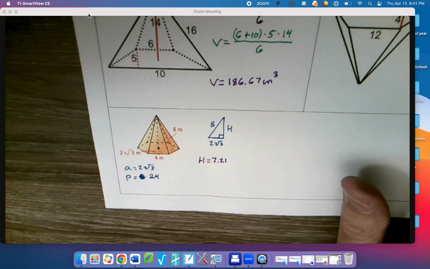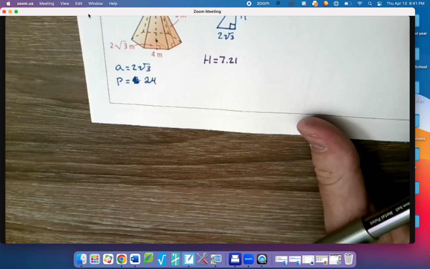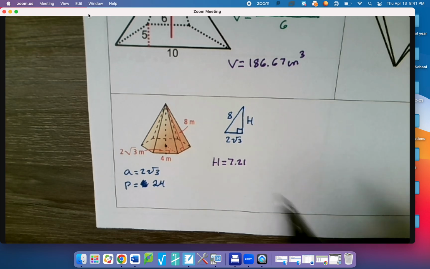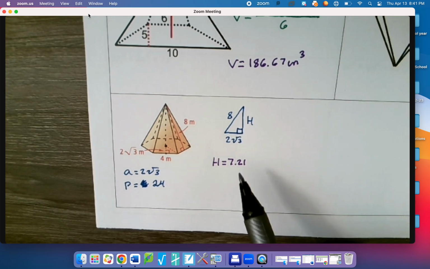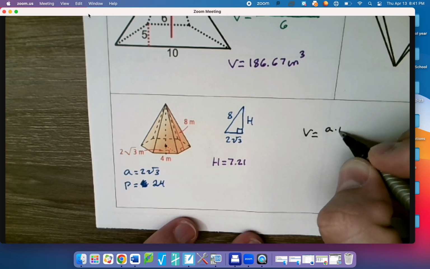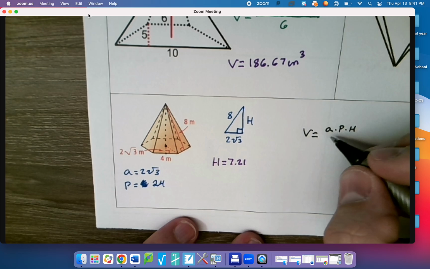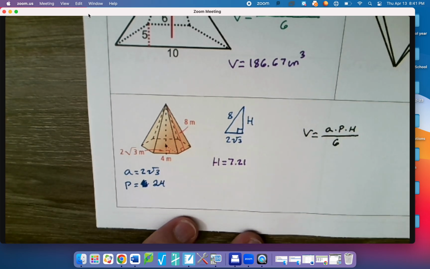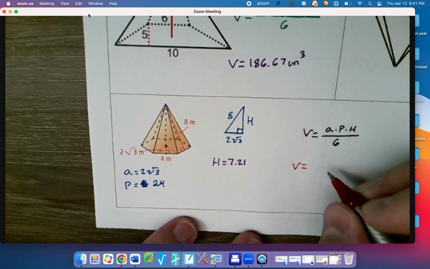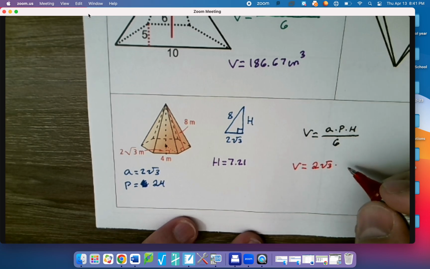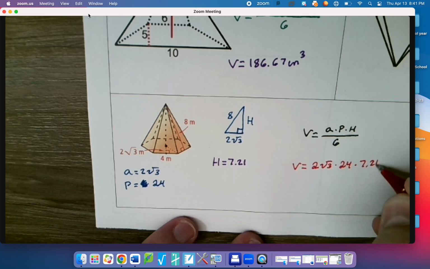All right. Slide that up so it's not such a weird angle there. Okay, so we've got our big height, we've got our apothem, we've got our perimeter, we've got our height. We're good to go. We're going to take that apothem, multiply the perimeter, multiply the height, and divide it all by 6. So we get the apothem, 2 root 3 times the perimeter, 24, times our height of 7.21.